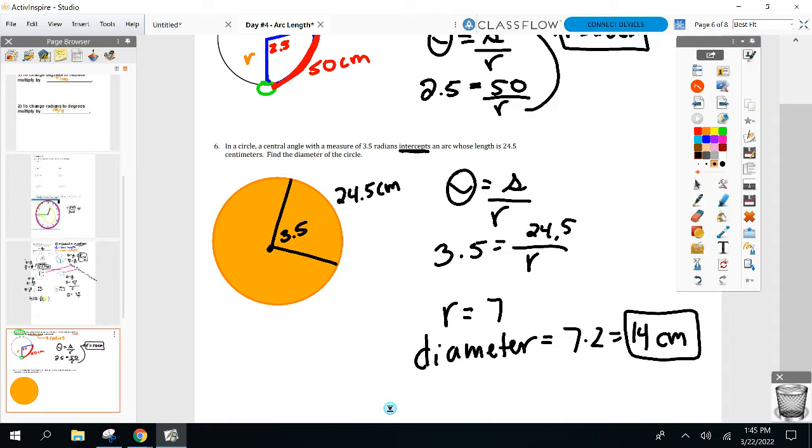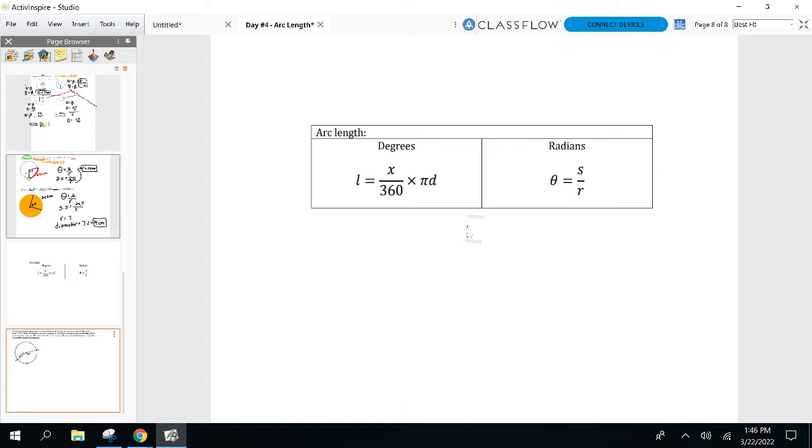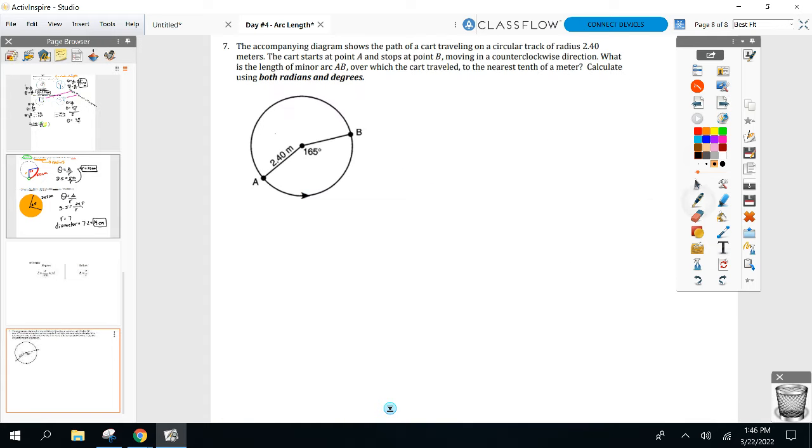Anything before we get to the last one? If you don't already, you're just going to hate this next one. Hate me for making you do it. Why does it have to be done both ways? Before we go, top of the page, two arc length formulas, right? One for degrees, one for radians. Just make sure we keep them separate. Do you have to memorize both? No. You can memorize one and be able to convert, or you can memorize both. Up to you. All right, I am going to force you to use both on this one, though.